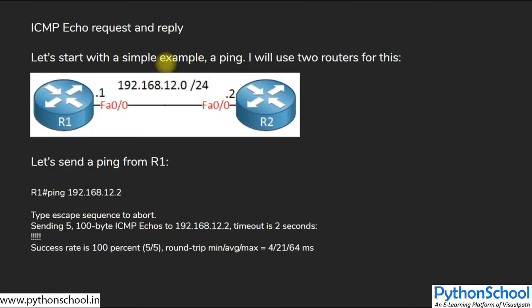So this is the example which I just spoke about. Let's say router 1 wants to send a ping request to router 2, and router 2 is at 192.168.12.2. You just need to use a utility like ping, which sends an ICMP request, and in turn router 1 will receive an ICMP reply from router 2. The output of the ping will look like this.